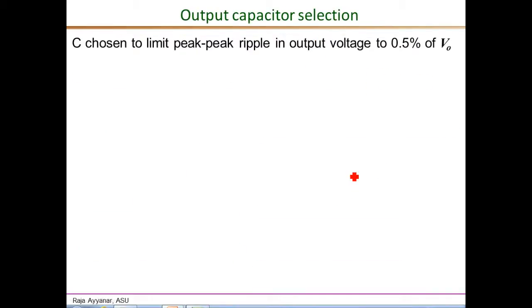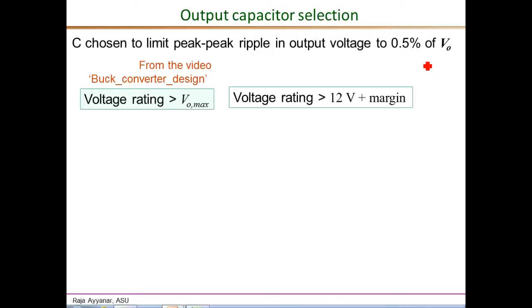Now, having selected the inductor rather arbitrarily, we have to select the output capacitor C such that the peak-to-peak ripple in the output voltage is less than the specified value. Our specification was 0.5% of the nominal output voltage of 12 volts. We have the required equations derived in the buck converter design video. For the 4 parameters needed for the capacitor, we'll go through them one by one.